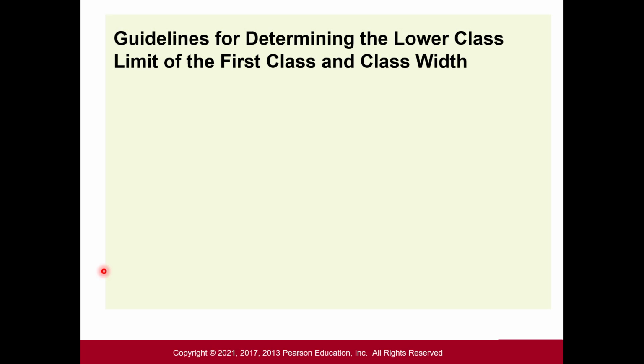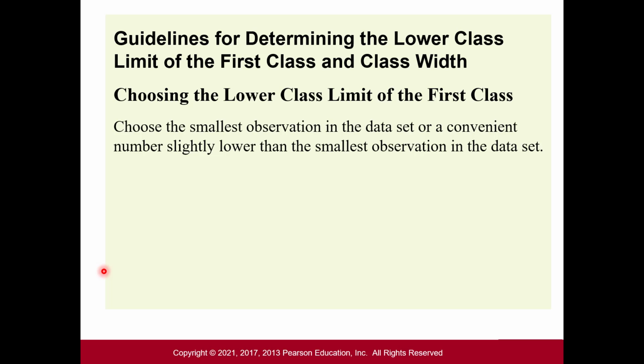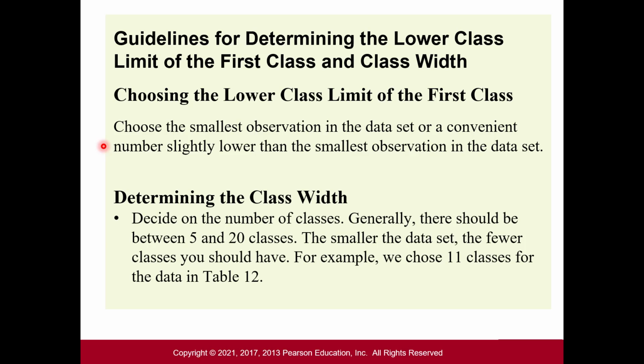Okay, so here's some more guidelines for determining the class limits and the width. For choosing the lower class limit of the first class, choose the smallest observation in the data set, which was 65 for us, or a convenient number slightly lower. We actually went with 50.